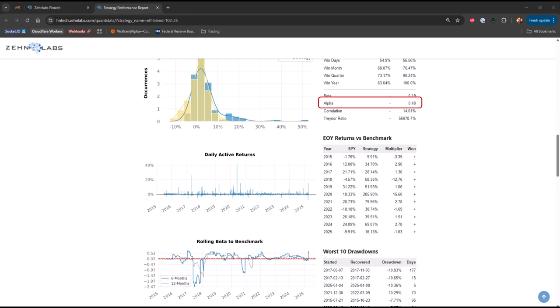Alpha is the excess return of a strategy over what would be predicted by beta, the systematic risk, or the market risk.